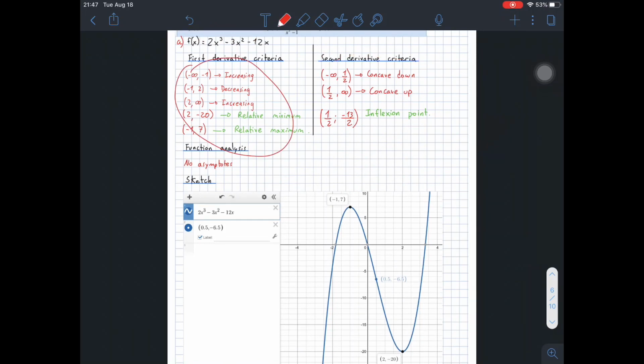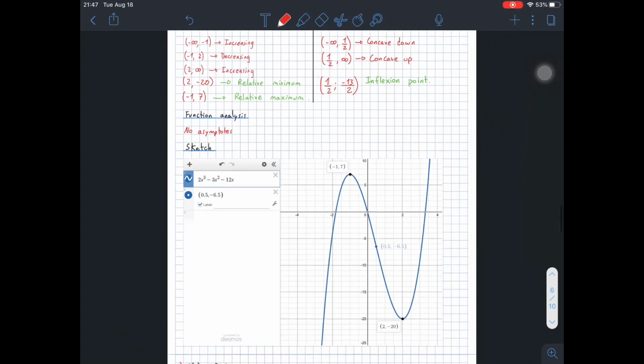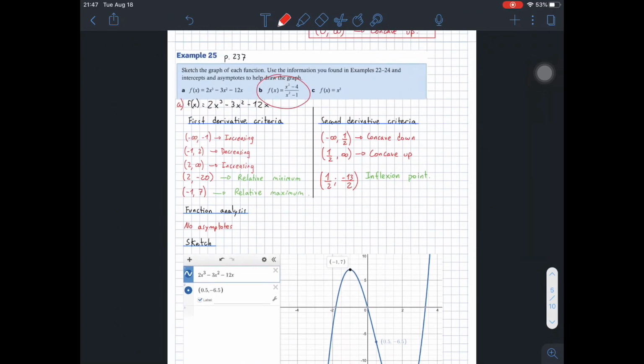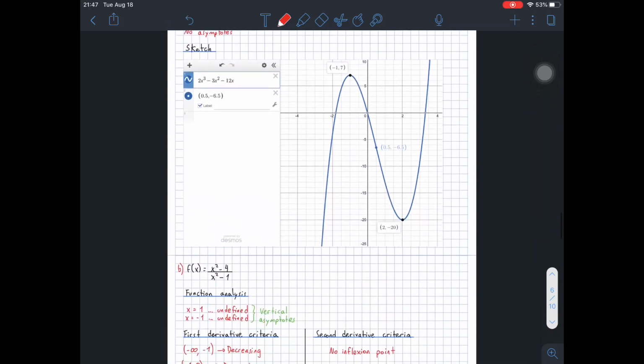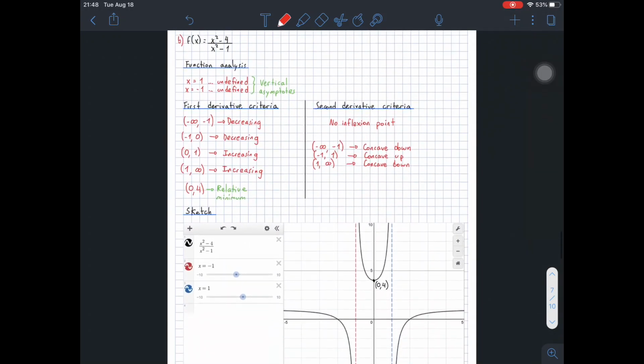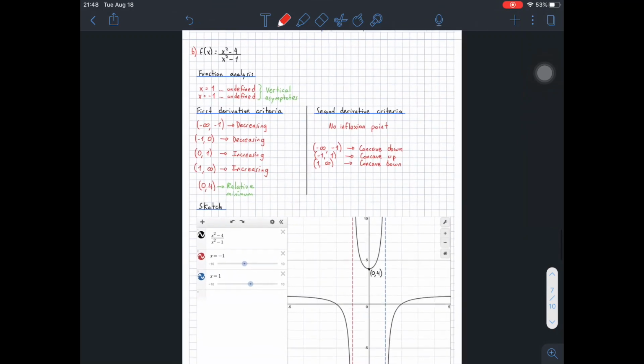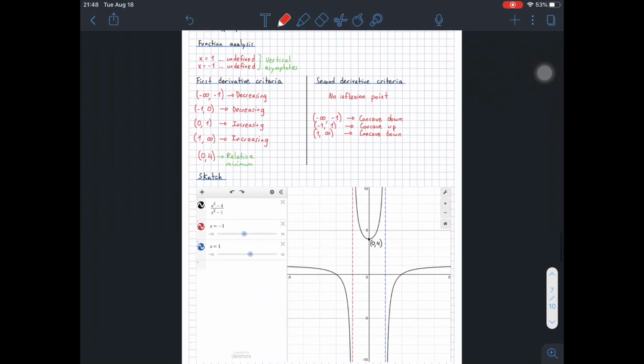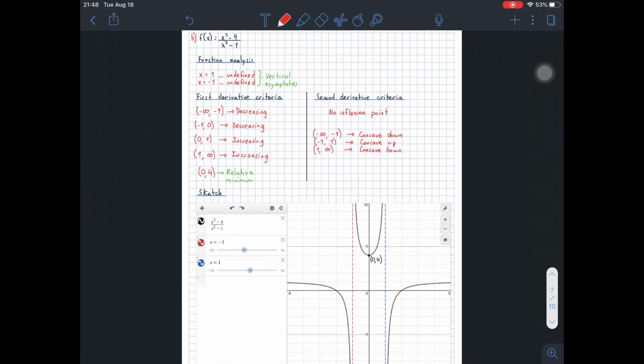Okay. Let's go on to the next one, function B, which is, I think, the most interesting one to analyze. If we do exactly the same analysis we did for part A, this is what we'll get for part B. Okay, let me unzoom this for a second. There, I think, yes, you can see the whole function there. So this is function B, f of x equals (x squared minus 4) over (x squared minus 1). If we do the function analysis before analyzing first derivative criteria and second derivative criteria, we're going to do a function analysis, which is just to be able to determine if there are any asymptotes.